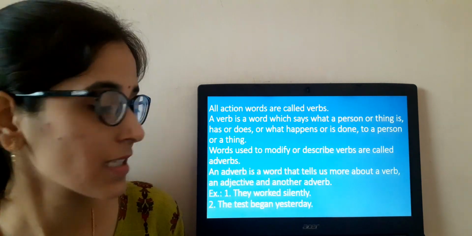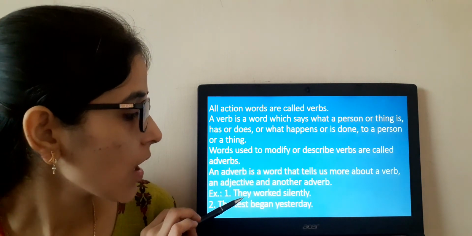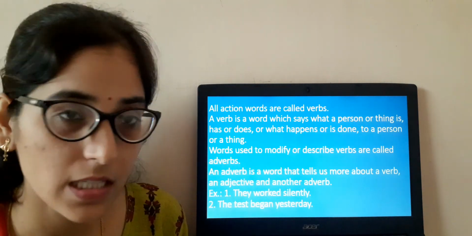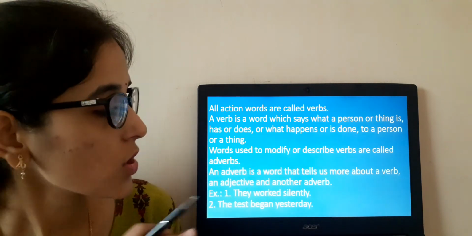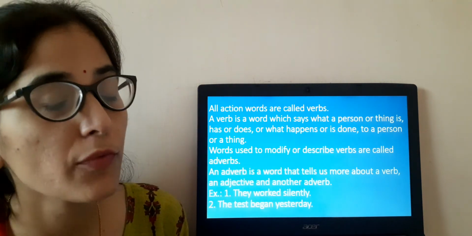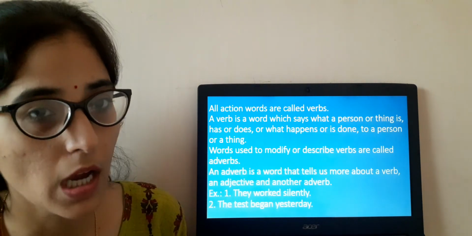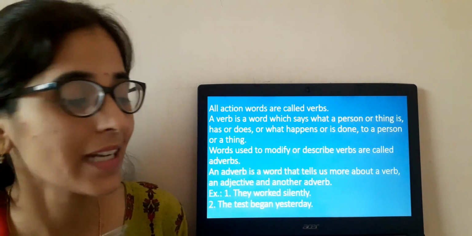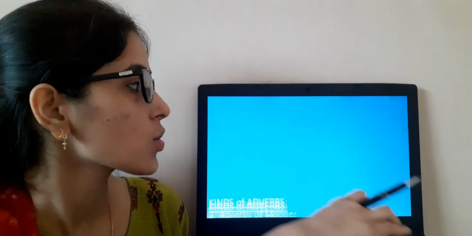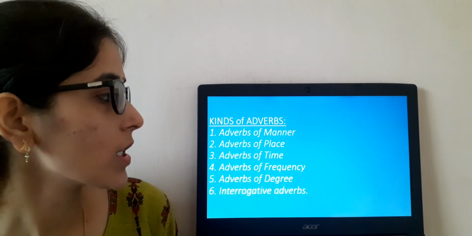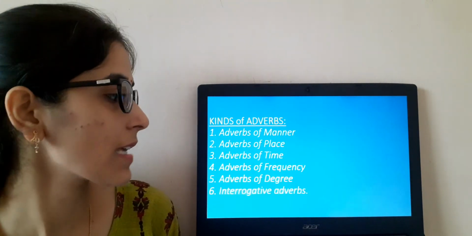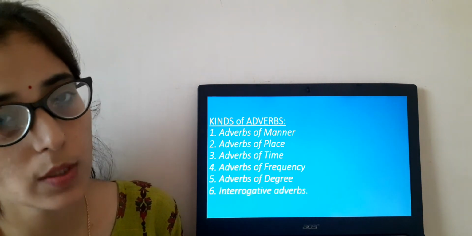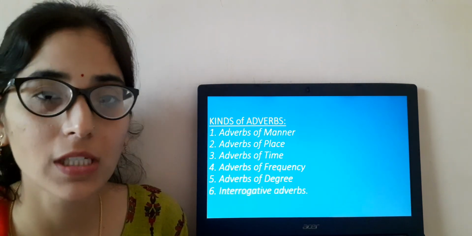For better understanding, we shall see this example. They worked silently. How did they work? Silently. Second one, the test began yesterday. So when did the test begin? Yesterday. In this way, we are going to see different kinds of adverbs, when to use them. We will ask the question, and based on that we will try to understand the different kinds of adverbs. So here you can see different kinds of adverbs. First one, adverb of manner, adverb of place, adverb of time, adverbs of frequency, adverbs of degree, interrogative adverbs. So these are the different types of adverbs. We shall discuss them one by one.